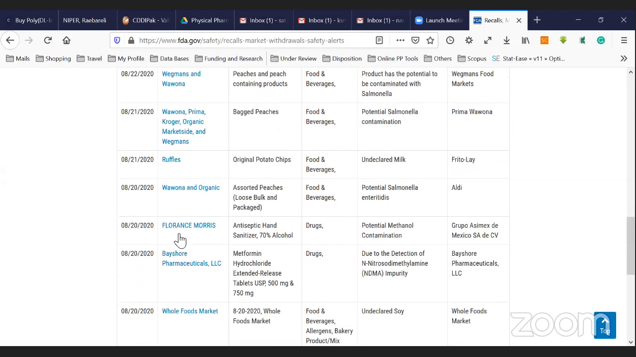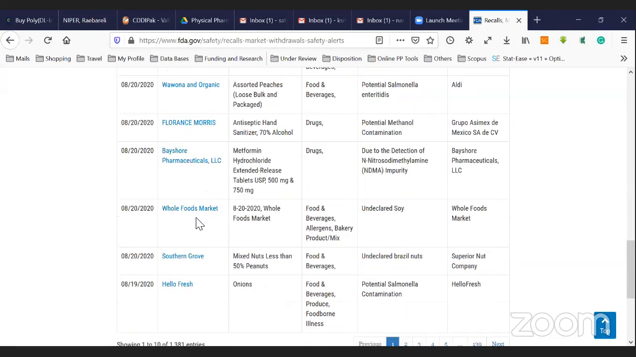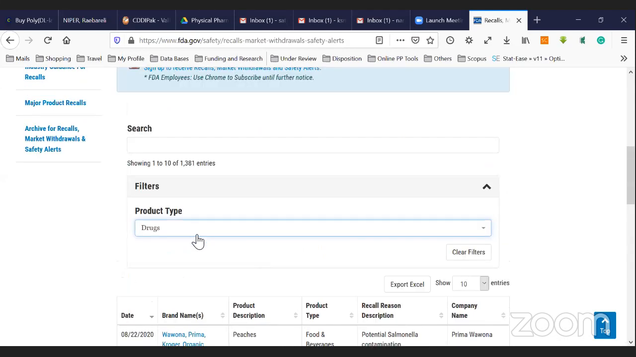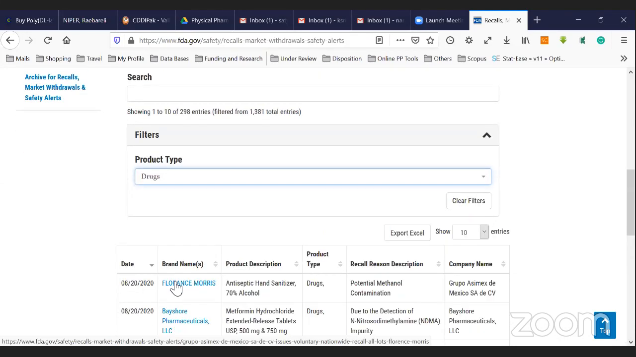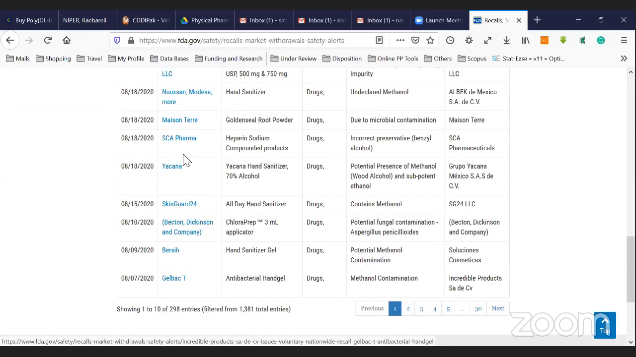Let us say you take SCA Pharma. This is a heparin sodium compounded product. It is basically a drug. Incorrect preservative. There is some problem with the preservation, and they are saying the above product, some microbial contamination is happening after launching into market.